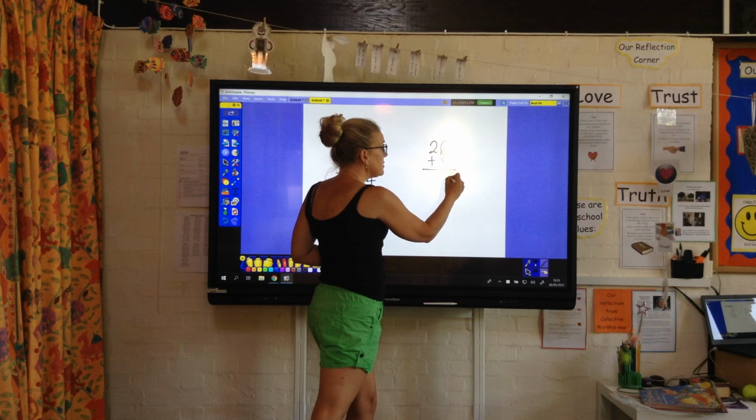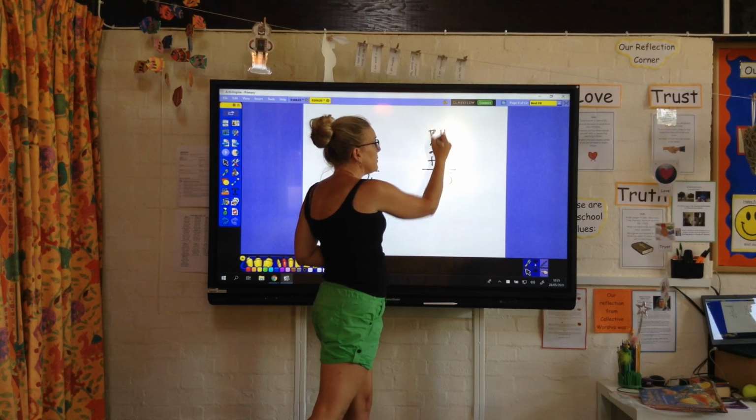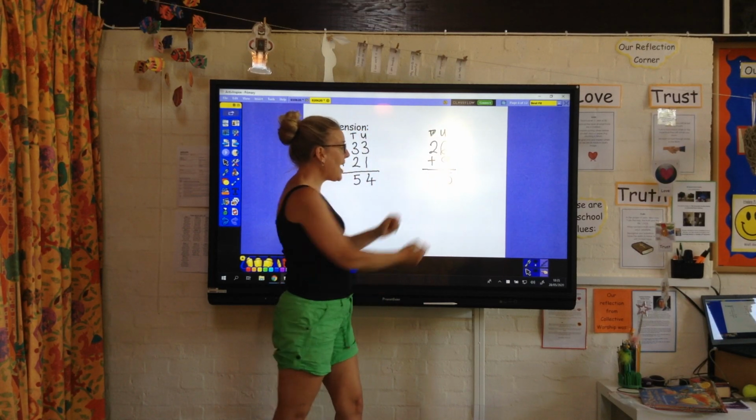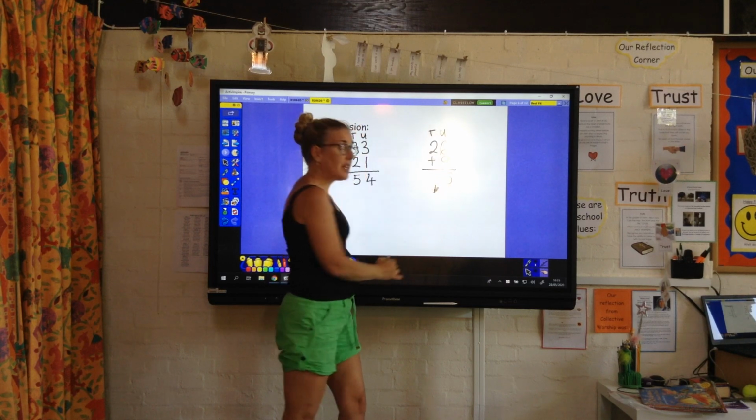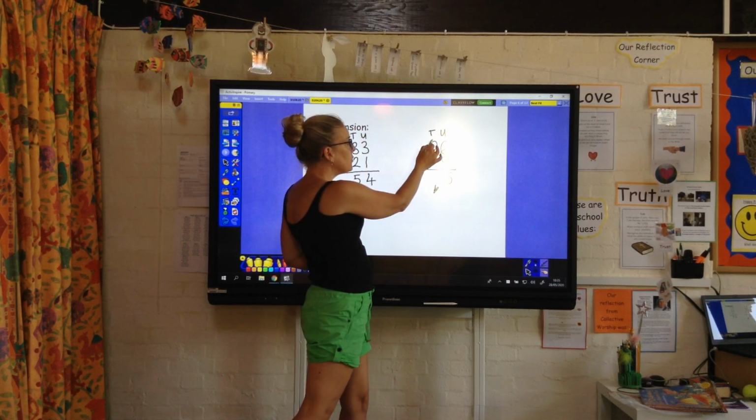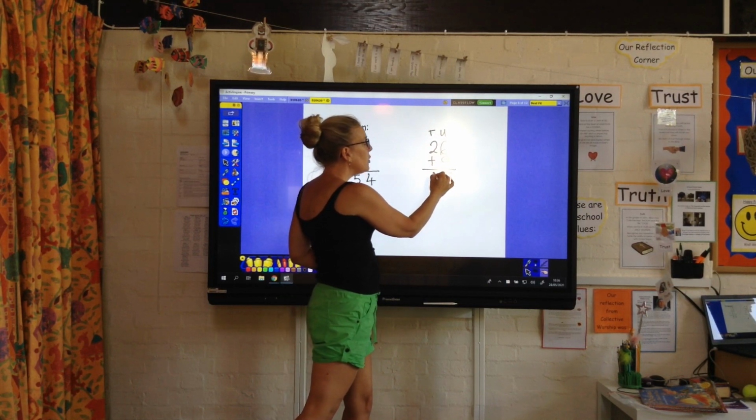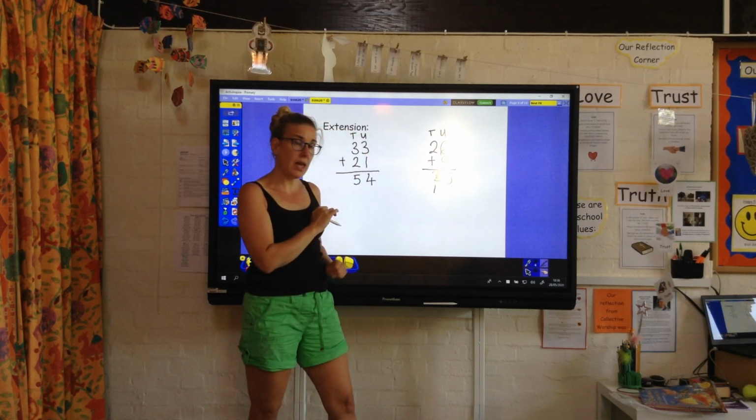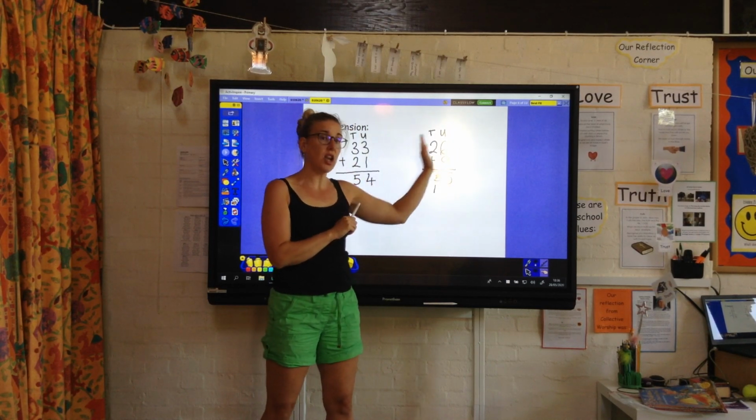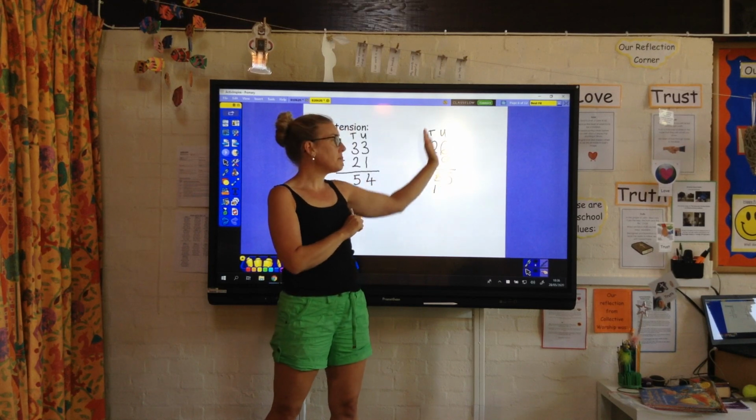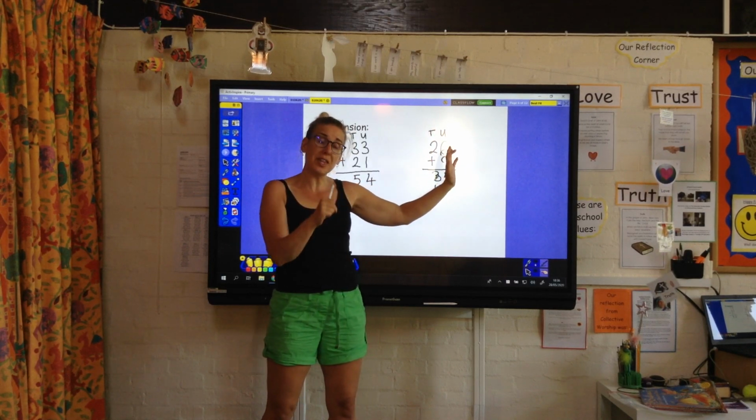The 5 ones will go in the units column, and then your 10 would come underneath the 2. Okay, so then you've got 20 add 10, which makes 30. Okay, we haven't done this in class. They may find this much more tricky, and it's that idea of the carrying.